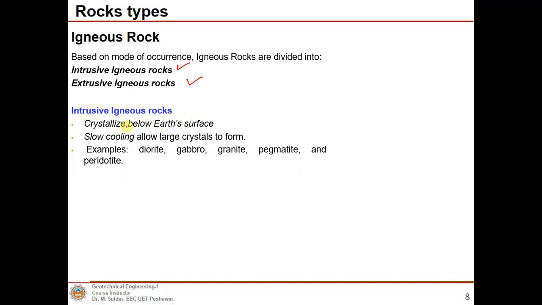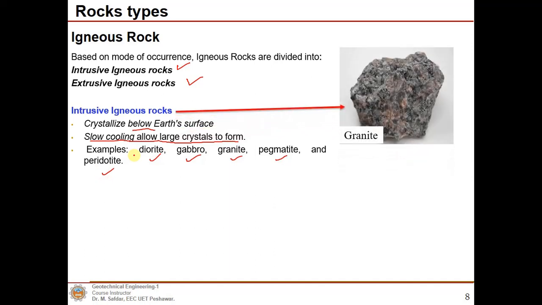Intrusive igneous rocks crystallize below the earth's surface. Below the earth's surface, slow cooling allows crystals to form. Examples are diorite, gabbro, granite, pegmatite, and peridotite. And if you are talking about the texture or the appearance, granite looks like this one.